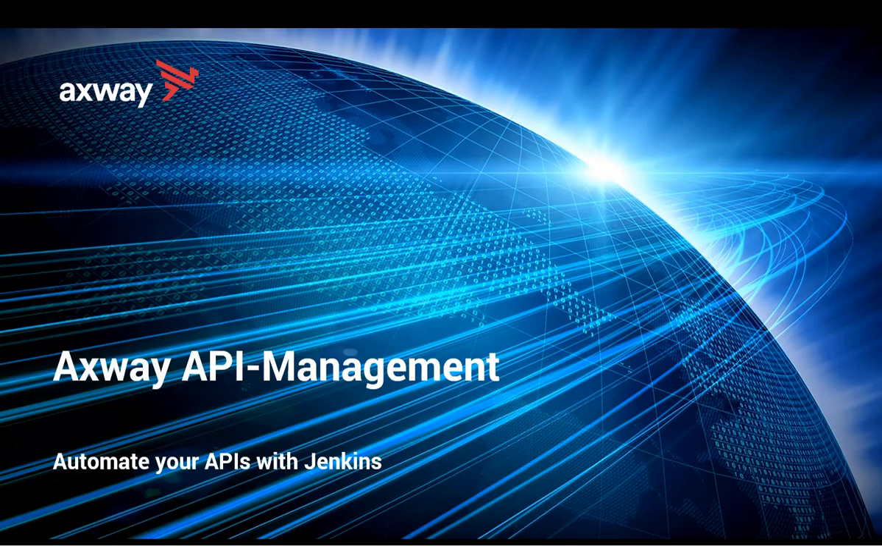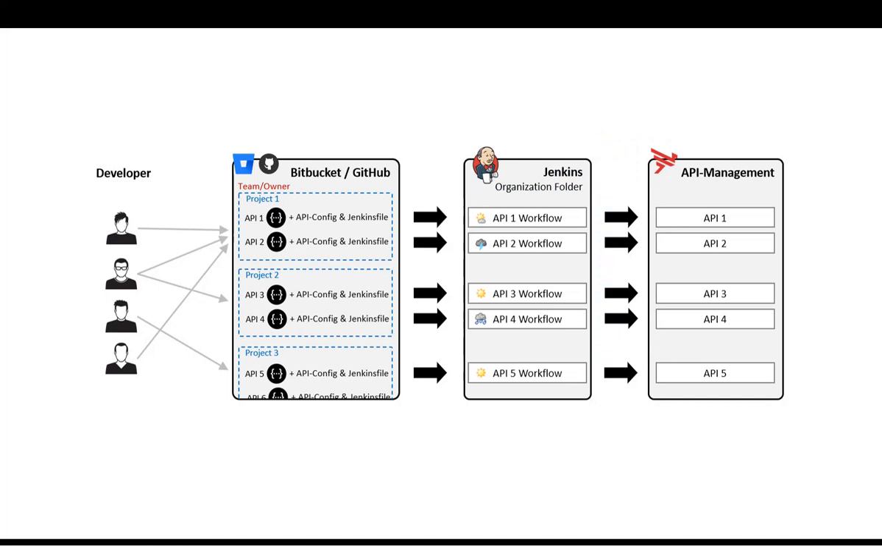In this video, I would like to explain how you can integrate the Axway API management solution easily into a Jenkins pipeline, so that all of your developers just check in the APIs they want in the APIs as code approach, and then a Jenkins pipeline takes over and replicates that state into the API management solution from Axway.